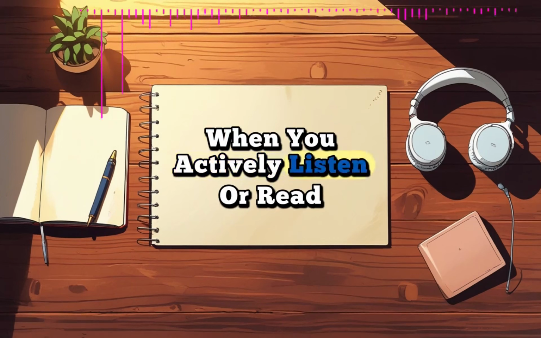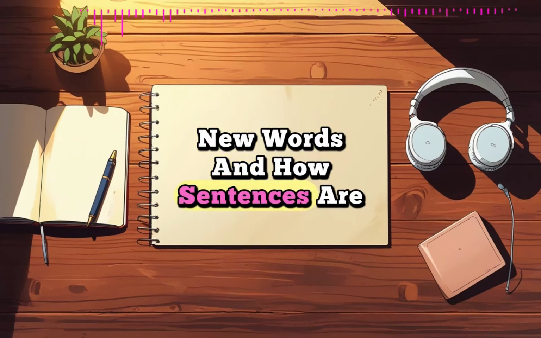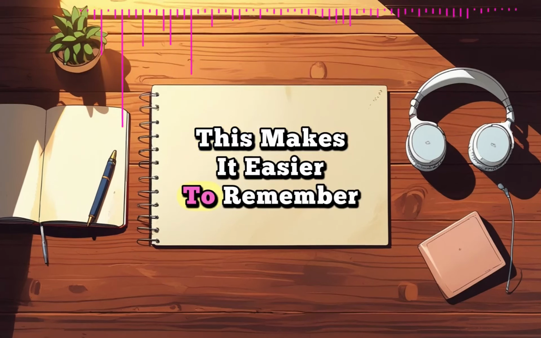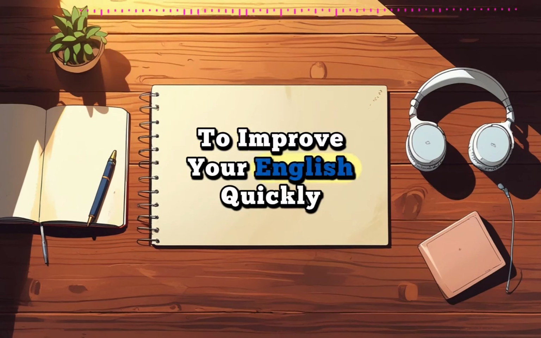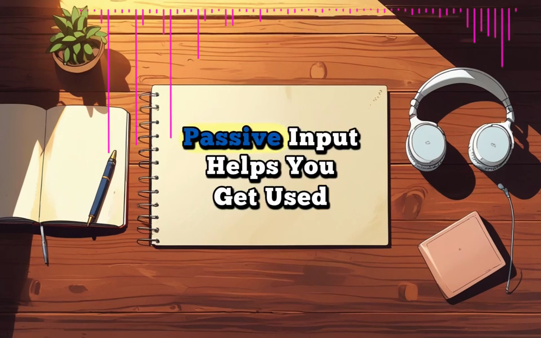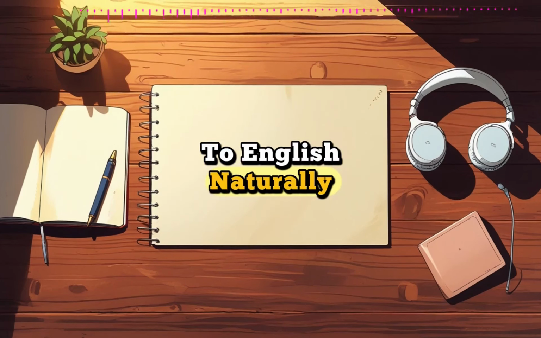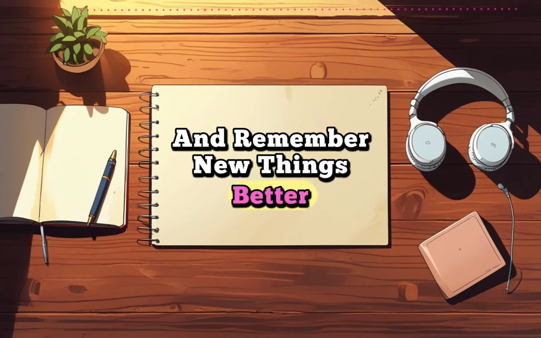When you actively listen or read, you notice patterns, new words, and how sentences are structured. This makes it easier to remember and use what you learn in real conversations. To improve your English quickly, you should combine both passive and active input. Passive input helps you get used to English naturally, while active input helps you understand and remember new things better.